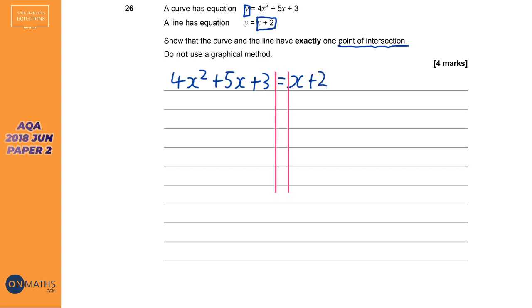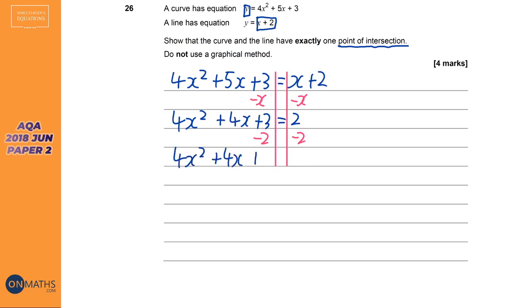Then we get our lines in, and we just do a bit of rearranging, get everything on the same side, get it equal to 0, because then we can solve it. So we're going to take away x both sides. You could do this in one step really. So 4x squared plus 4x plus 3 equals 2, and then we're going to subtract that 2 both sides to get it equal to 0. You could have done that in one step. So we're looking to solve this.